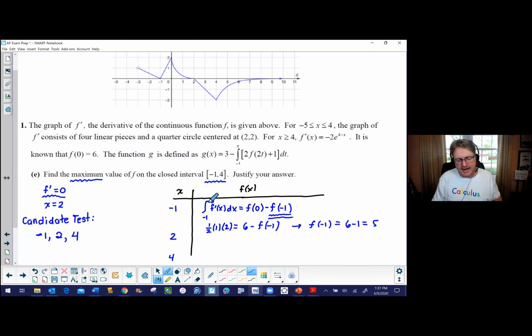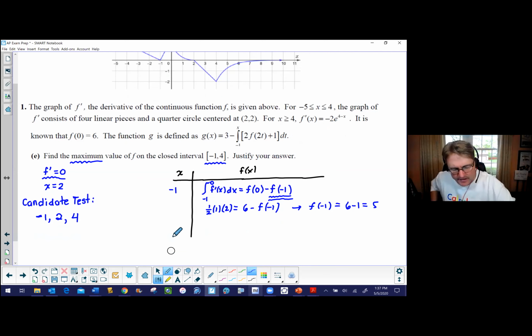Some teachers might have their students begin with your initial condition, right? Begin with the f of 0, and then you would tack on the integral that you're going to accumulate. That's perfectly acceptable. I have just found that my students tend to like this basic form of the fundamental theorem of calculus just a little bit better.